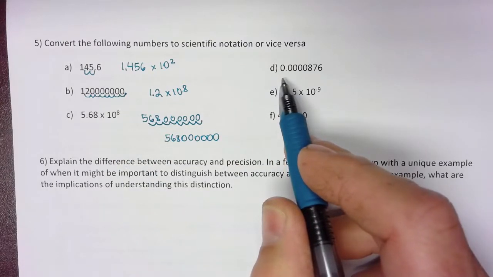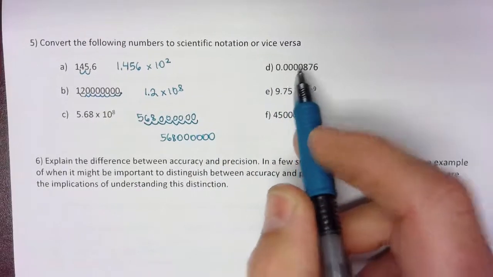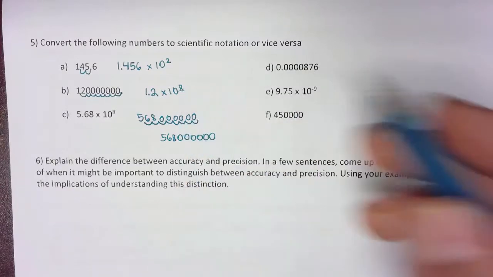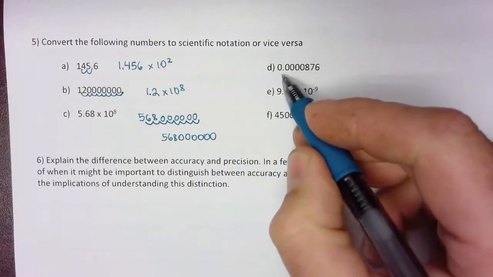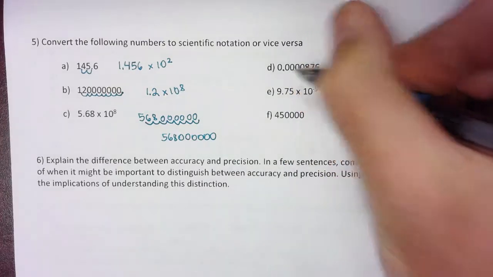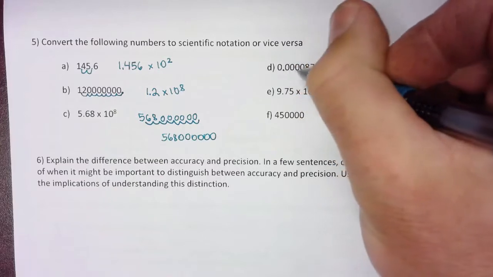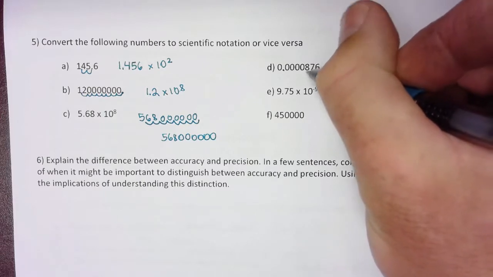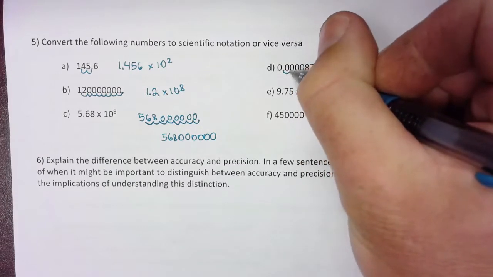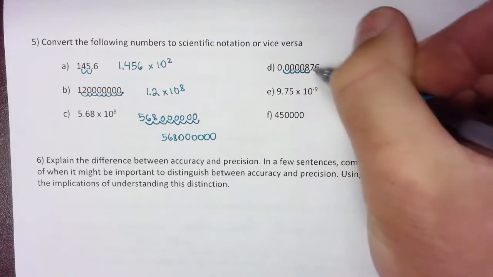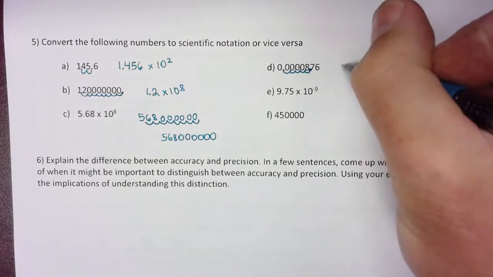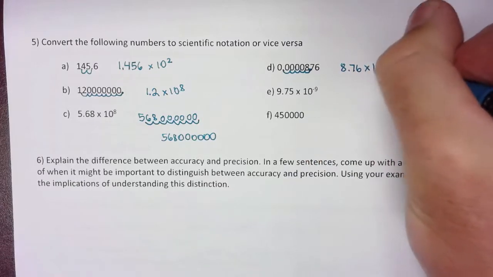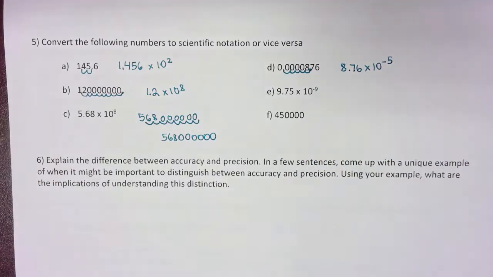How about a negative number here? If we have a number that is smaller than 1, meaning it's a decimal, that means that our exponent will be negative. Here's our decimal place. We need to move that to the right all the way until we reach the first non-zero number. And we're going to put it after that first non-zero number. So 1, 2, 3, 4, 5. Okay, and there it goes. We're going to rewrite this 8.76. Since we moved a decimal 5 places to the right, we're going to put a negative and then the 5.